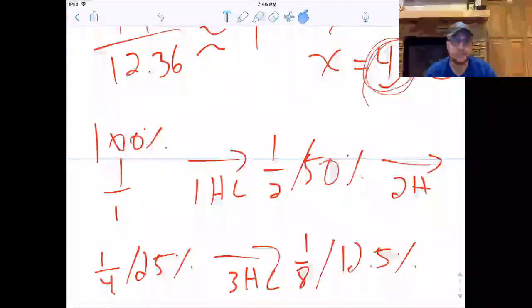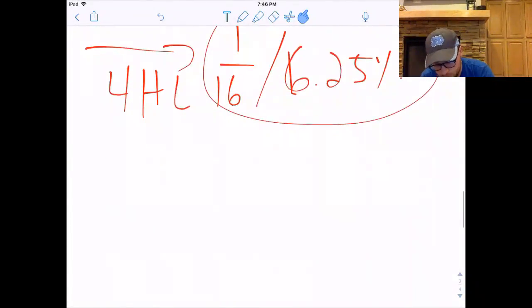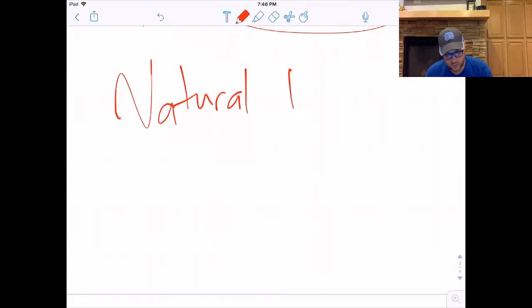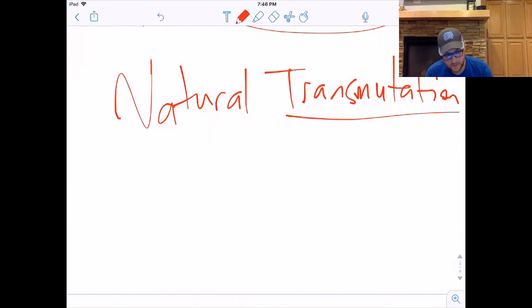Okay, a big portion of this is natural transmutations. So what's a transmutation? Because you're going to see that word pop up. A transmutation is when an atom changes into a totally different atom. So like a carbon atom changes into a nitrogen atom.